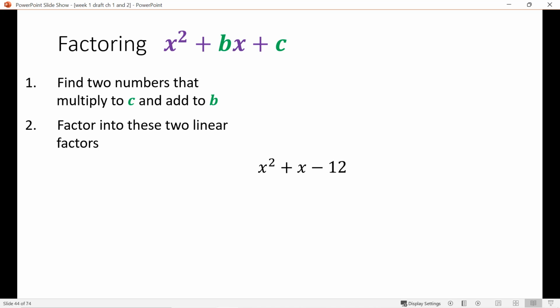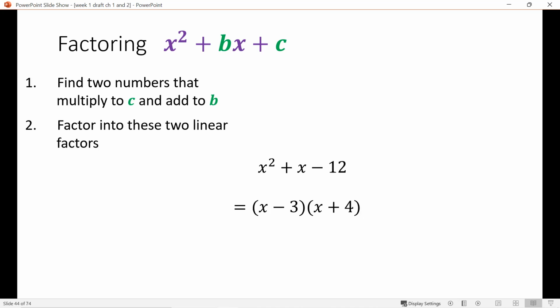So for example, we've got x squared plus x minus 12. So our b is 1 and our c is negative 12. So if we want to figure out what are two numbers that multiply to negative 12 and add to 1, well, if they multiply to a negative number, one of them needs to be negative, one of them needs to be positive. And if they add to 1, then the positive number is just one bigger than the negative number. So the two numbers are negative 3 and positive 4, and they become these two linear factors just like this. You can go ahead and multiply through x minus 3 times x plus 4, and you'll see that it becomes x squared plus x minus 12.